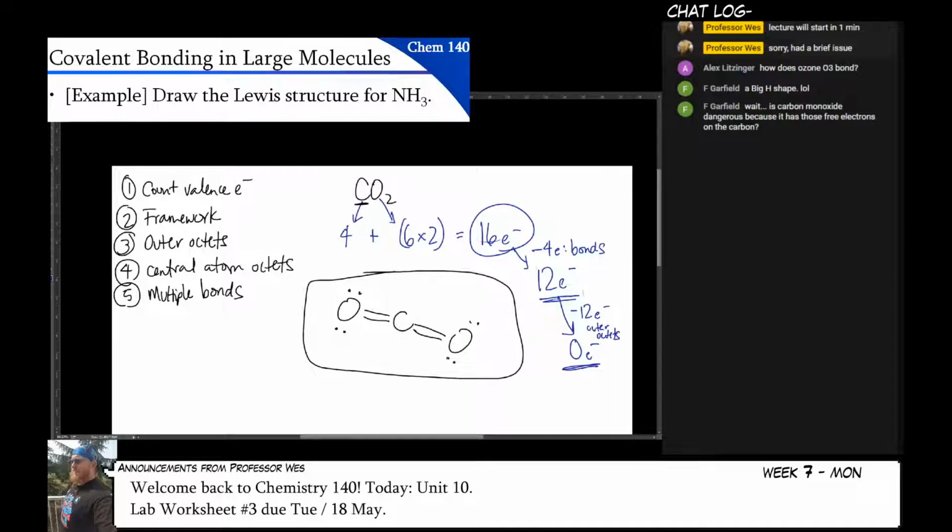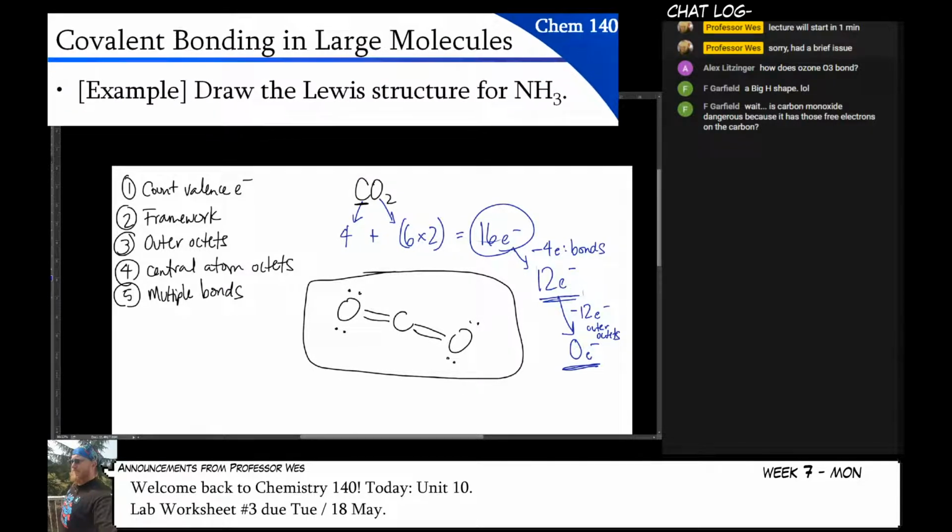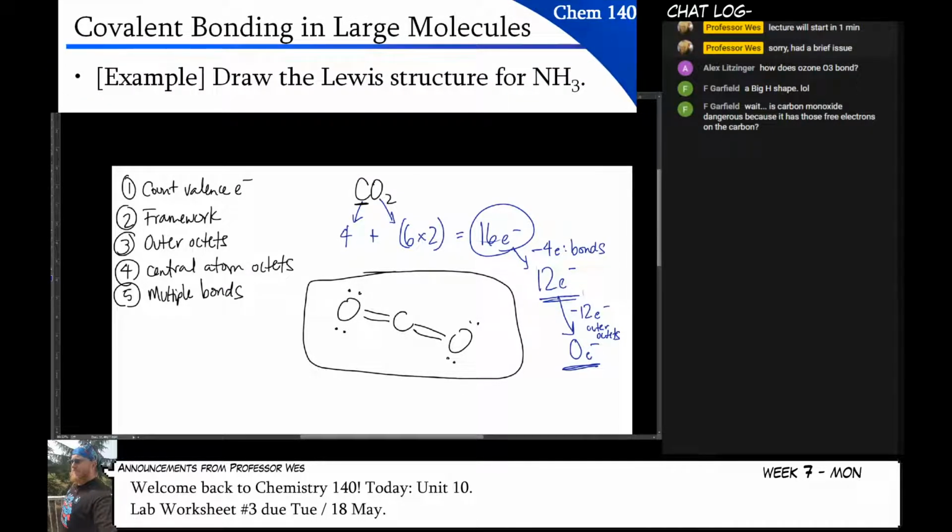So what I want you to do is draw the Lewis structure for ammonia, following the rules that we used below. And I'll leave CO2 on the screen, although I'm going to clear it once we get started. So I'll give you about 3 or 4 minutes to do this, and then we'll go over the answers together when we get back.